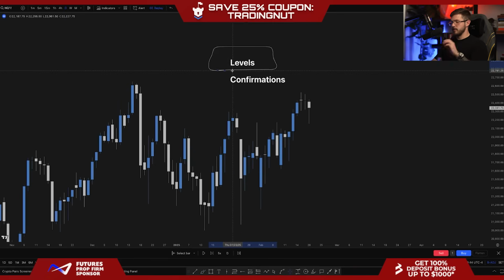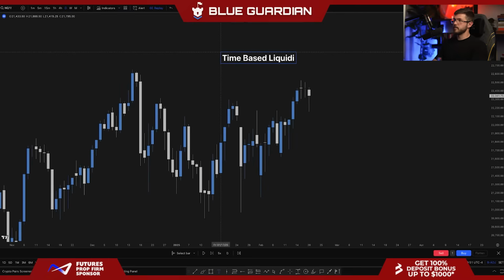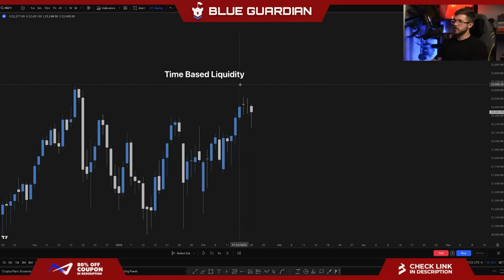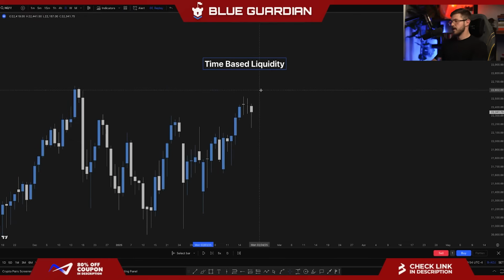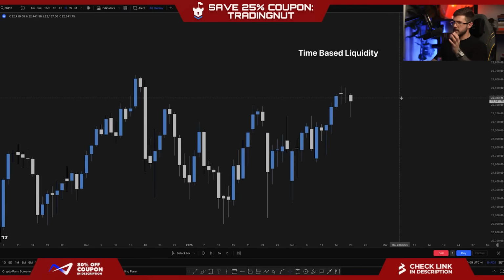So we'll start with levels. And this is how I mechanically map levels. So what I trade is time-based liquidity. Now, most people know liquidity. It's just swing highs and swing lows. But I use ones that are in specific time ranges because it makes it mechanical. And if you talk to quants that are creating trading algorithms, a lot of stuff is based on time, because there's time and price. That's the different axis of the scale we're looking at.